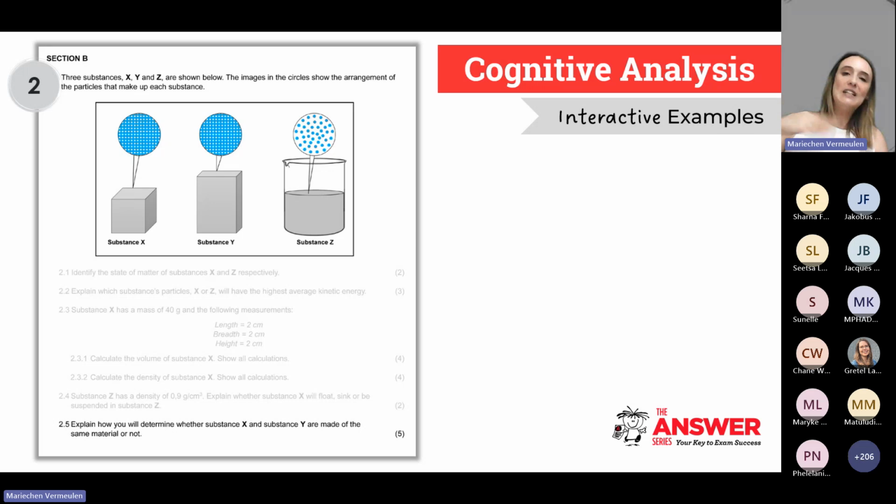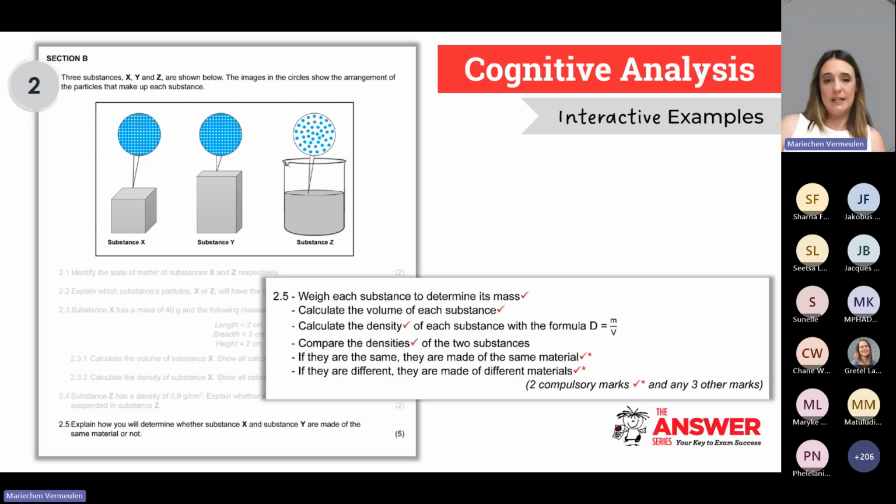Right, and then the last one that we're going to do is the last one, 2.5. It says, explain how you will determine whether substance X and substance Y are made of the same material or not. Okay, and here is the memo. For 5 marks, you're going to weigh each substance, or actually just determine its mass. You're going to calculate the volume of each one. Then you're going to calculate the density. Then you're going to compare the densities. If they are the same, they're made of the same material. If they are different, they're made of different materials.